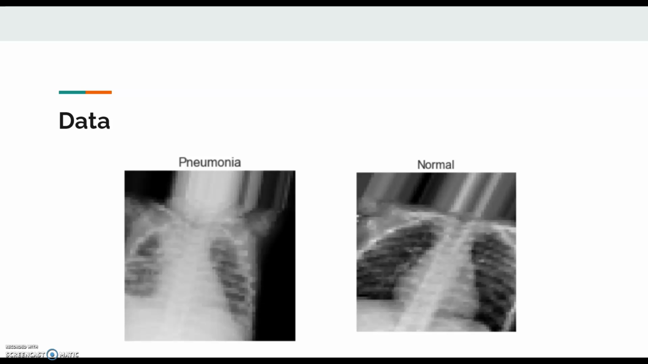The first image shows a slight shift to the left. The second image has a slight zoom. On the left, we have a pneumonia patient, and on the right, we have a normal patient. Doctors are trained to determine whether a patient has pneumonia with a series of tests, such as checking bacterial culture and possibly looking at chest X-rays.